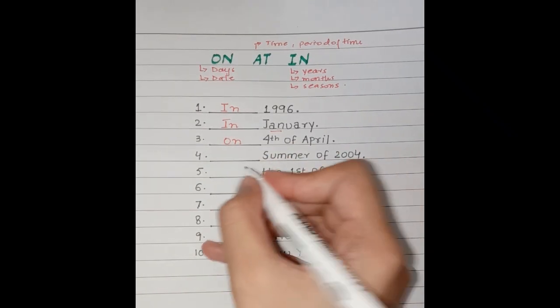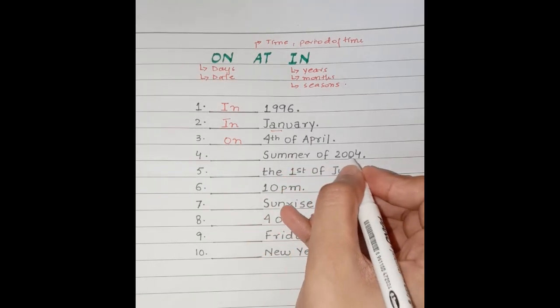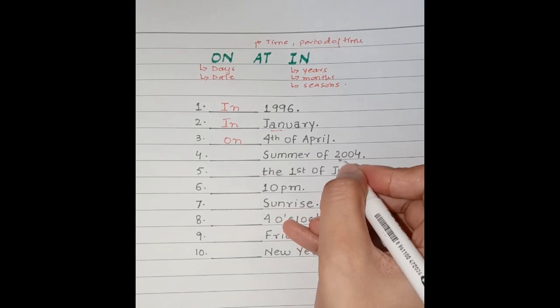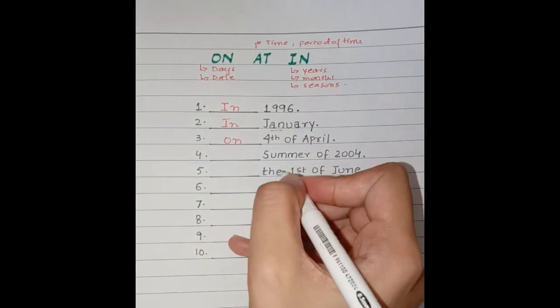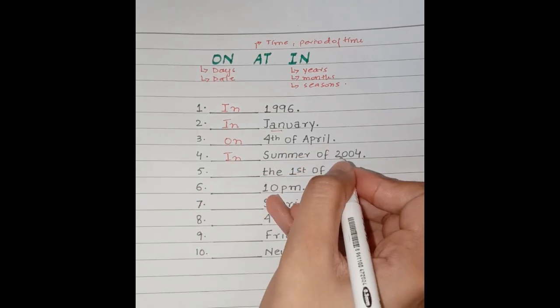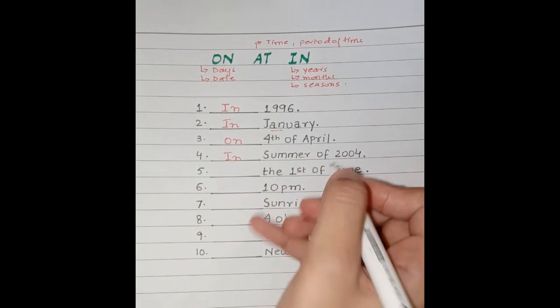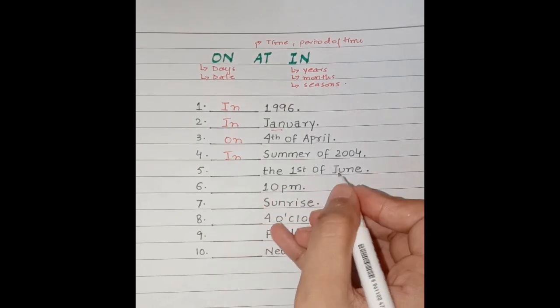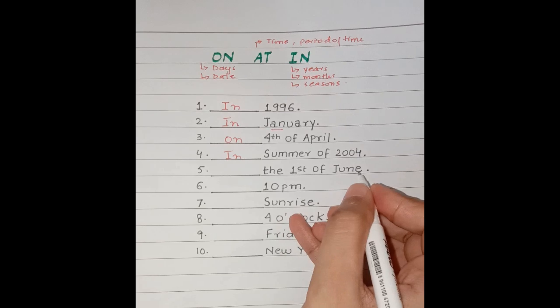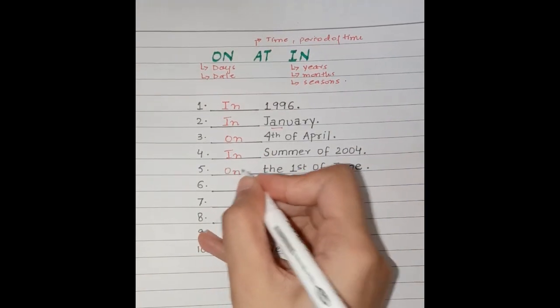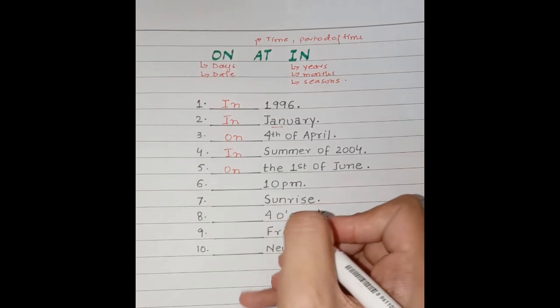Next we have blank summer of 2024. Summer is a season and 2024 is a year, so we will use in summer of 2024. Next we have blank 1st of June. 1st of June is a date, so we will use on the 1st of June.